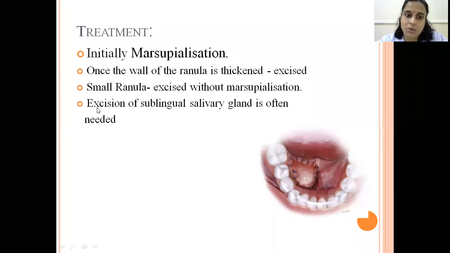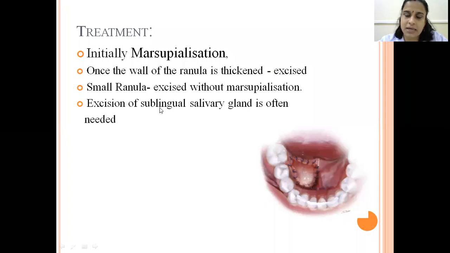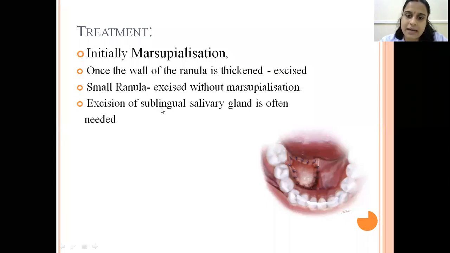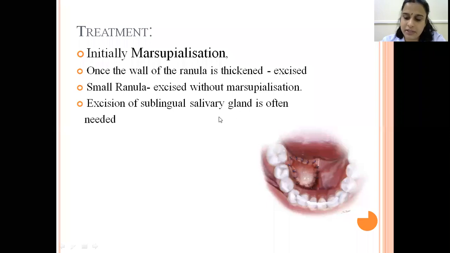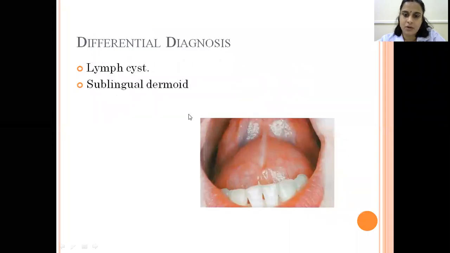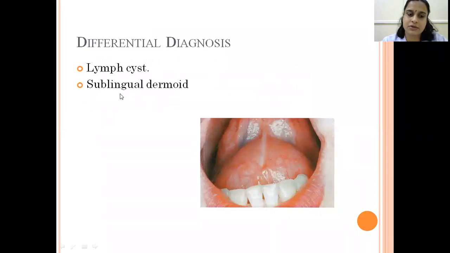Sometimes, since you all know that this ranula has a connection to the sublingual gland, arising from the sublingual gland most commonly, this gland itself has to be removed. So excision of the sublingual salivary gland is often needed. Again, important: what is the differential diagnosis? There are two differential diagnoses for a ranula. It is either a lymph cyst or a sublingual dermoid.